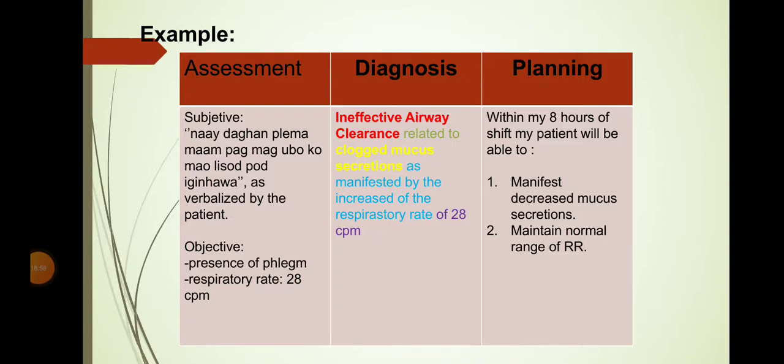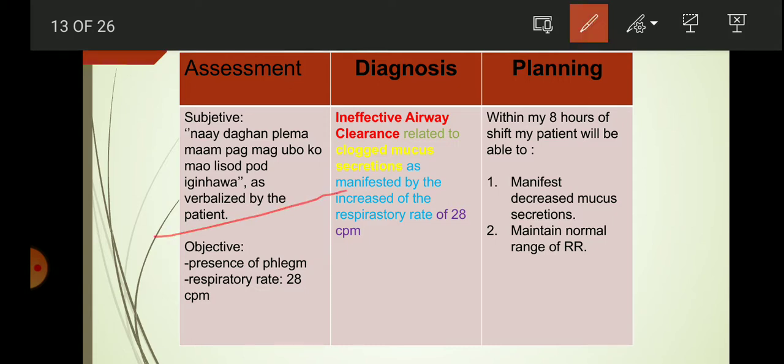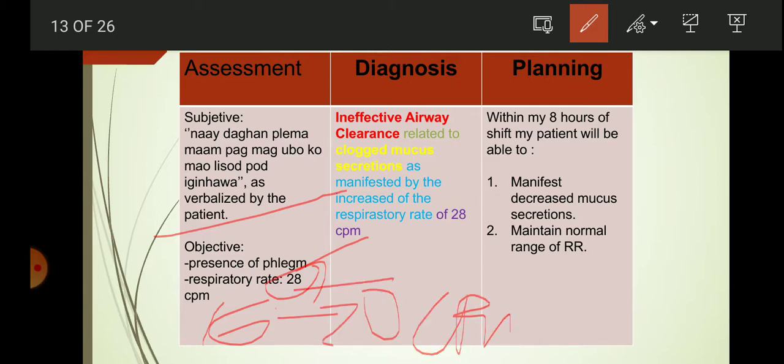Here is a sample. Ang inyong nursing care plan, divide na siya sa box. Kasi assessment, your diagnosis, sorry for the typo error, and then planning, then the fourth box would be implementation, and then evaluation. So, dito ta mag-focus from assessment to planning. Subjective, dagang plema man pag mag-ubo ko, as verbalized by the patient. Your objective here is, there is a presence of phlegm, and the respiratory rate is 28 cpm. And know that the normal respiratory rate for adult is 16 to 20 cycles per minute. So it's more than 20, so it's considered abnormal.